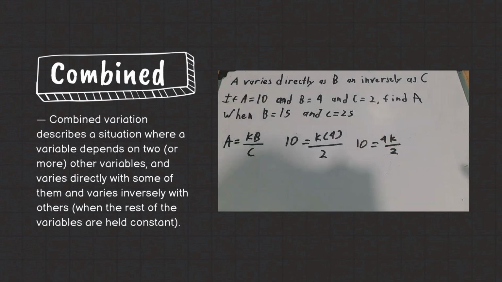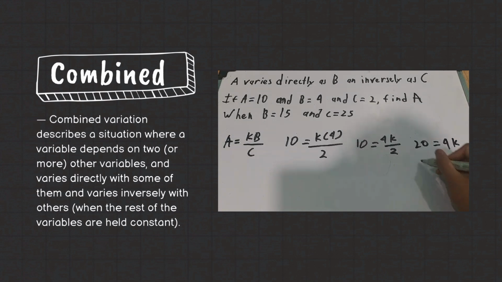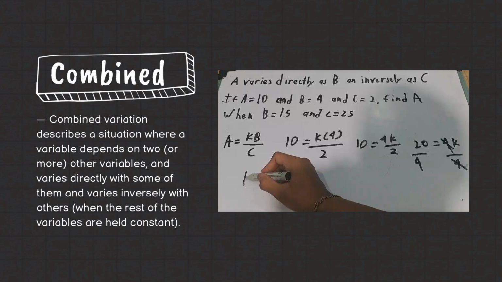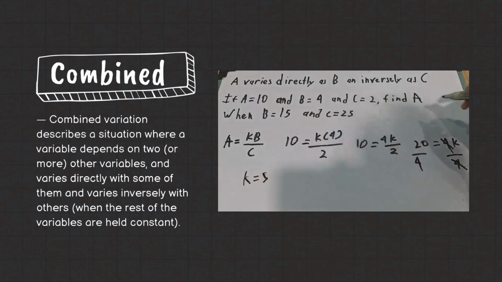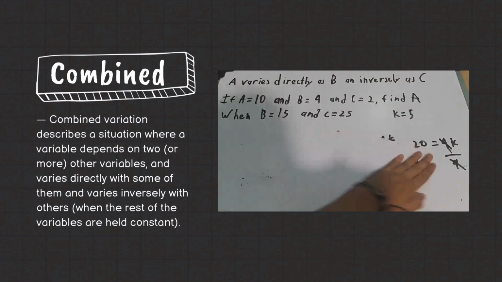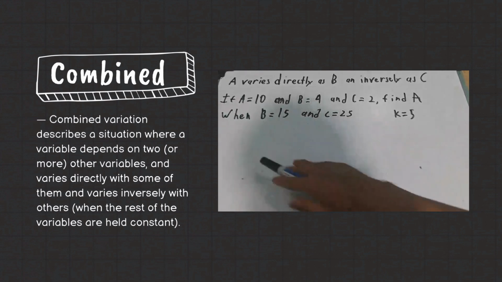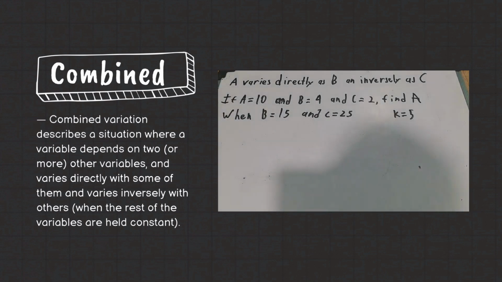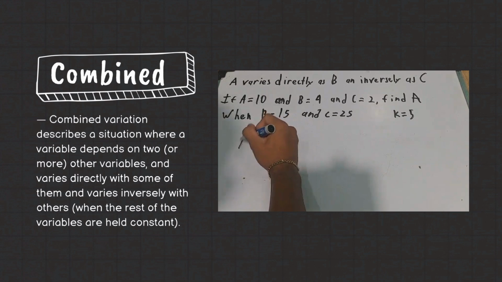Tapos multiply mo si 2 kay 10, magiging 20 is equal to 4k. Tapos divide by 4 both sides para makancel si 4. And 20 divided by 4 is equal to 5. So k is equal to 5. Sulat lang natin dito si k para hindi makalimutan. Tapos burahin ito. Ayan.